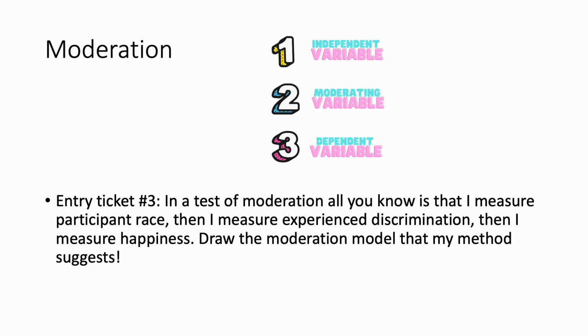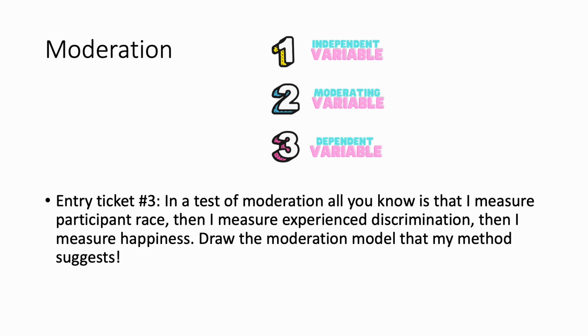So let's complicate what I just said. Whenever you see a moderation experiment, the order of measures by itself will tell you which variable the experimenter thought was the IV, the mediator, and the dependent variable. So essentially, you measure the independent variable first, the moderating variable second, and the dependent variable third. This leads us to our third entry ticket. In a test of moderation, all you know is that I measure participant race, then I measured experience discrimination, then I measure happiness. Draw the moderation model that my method suggests.